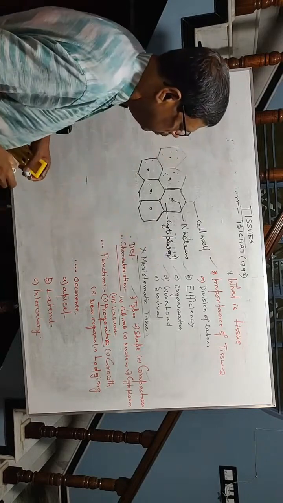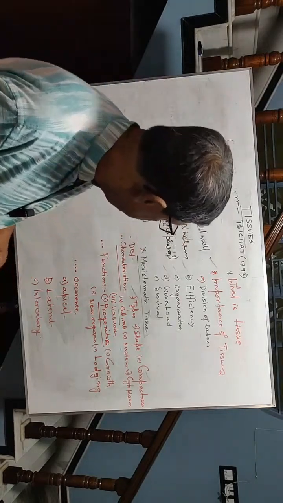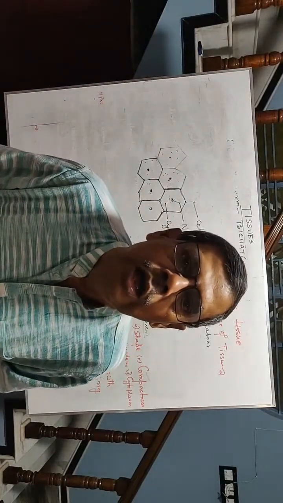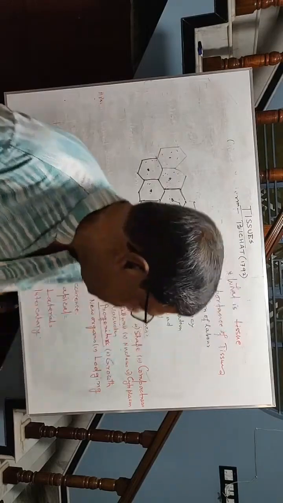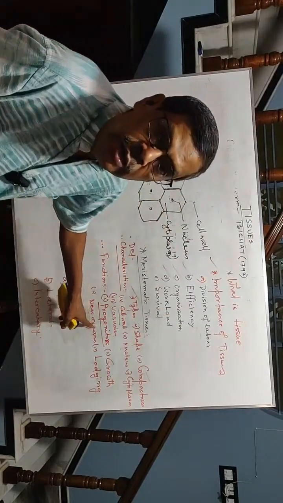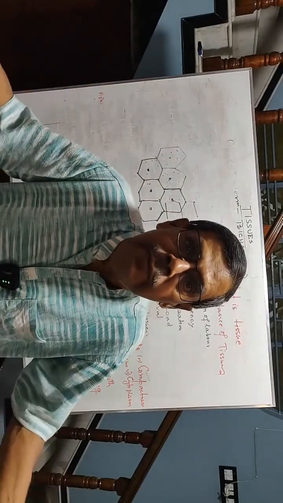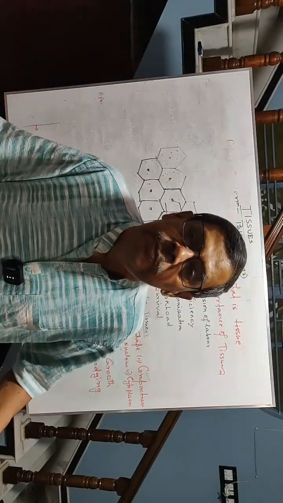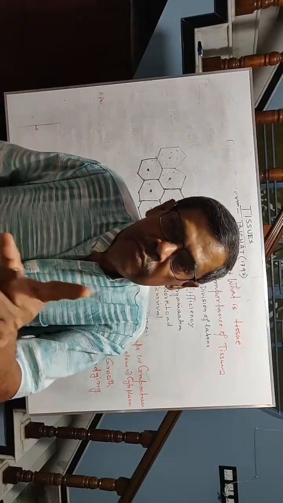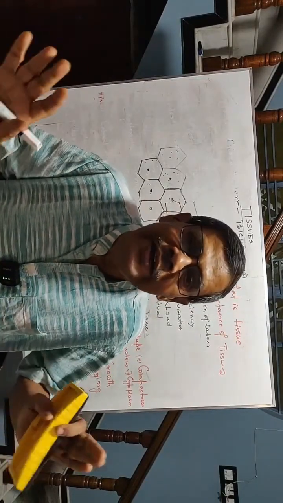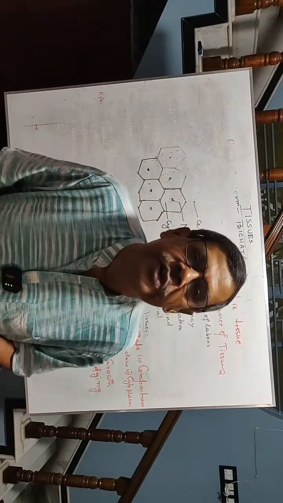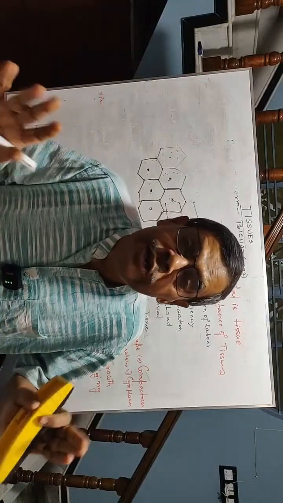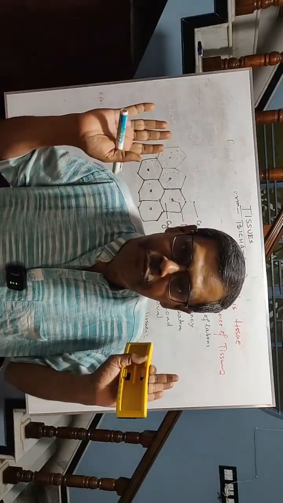Next, functions of meristematic cells. First function, progenitors. All other permanent tissues of the plant originate from the meristematic tissue. So, the meristematic cell can be said to be the progenitor cell of all the tissues.